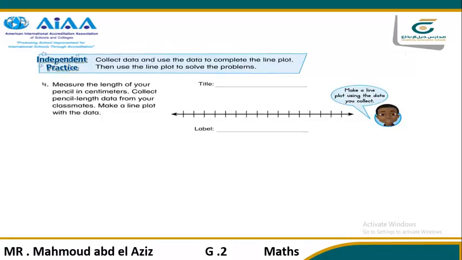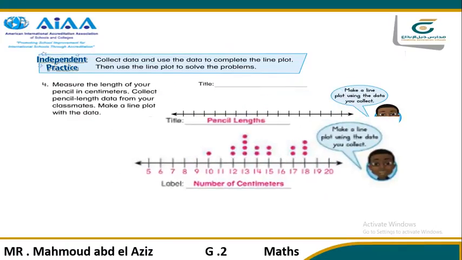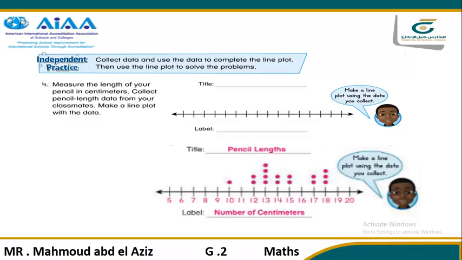So, dear students, with our first question here, collect data and use the data to complete the line plot. Then use the line plot to solve the problems. Here, measure the length of your pencil in centimeters and collect pencil length data from your classmates and make a line plot with that data. So we have here the number line. The first thing you should do here, you will write the numbers increasing by ones. So here we write 5, 6, 7, 8, 9, 10, 11, 12 to number 20.